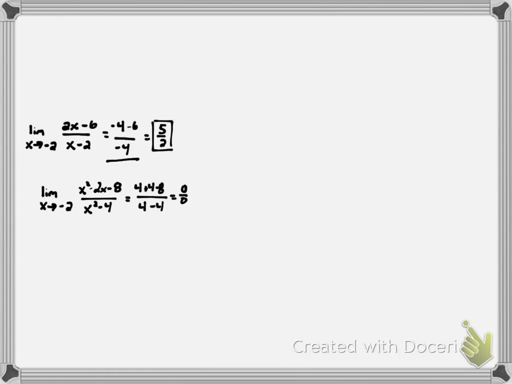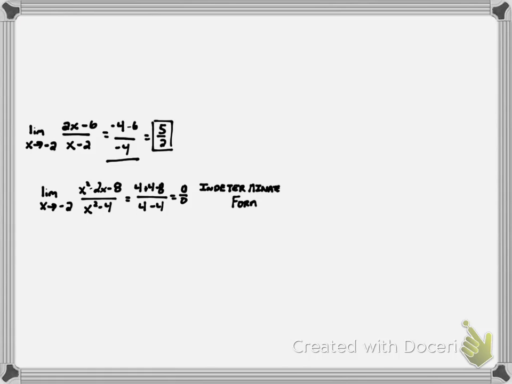Now 0 over 0 is something called an indeterminate form. It just means if we arrive at something of this form, we can't determine anything about the limit. It may exist, it may not exist, but 0 over 0 simply means we can't tell what's going on based on our work. This is an indeterminate form.